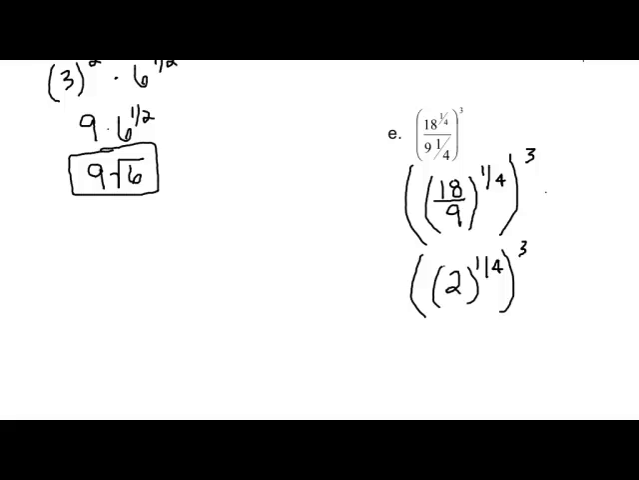Now we can distribute our 3. So we're going to multiply 1/4 times 3. So this is 2 to the 3/4 power. And again, that is our final answer. So again, we can use the exponent rules that we have learned in Chapter 6, and we can apply those to rational exponents as well.